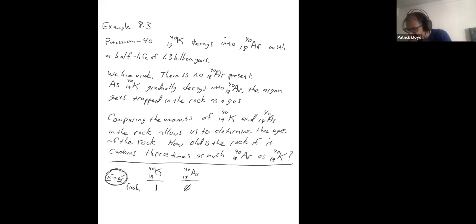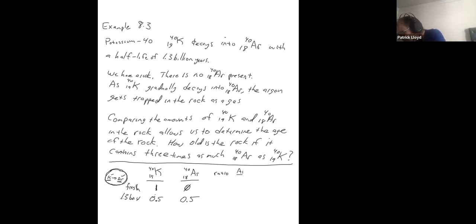So that gas will escape. There won't be any. But then let's go 1.3 billion years, BY for billion years. This should go down by half, so it should be 0.5. And this should go up. So the amount that we lost, 0.5, should be the amount that we gained. Okay, so after 1.3 billion years, we should have the same amount. The ratio should be 1 to 1. So let's do a little ratio.